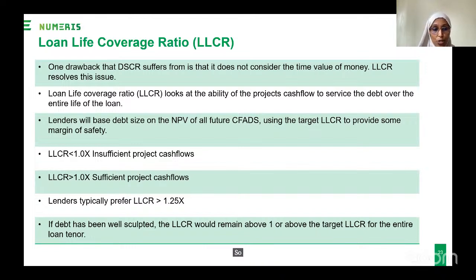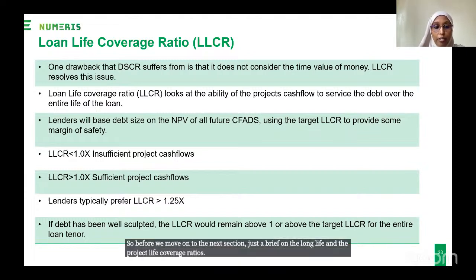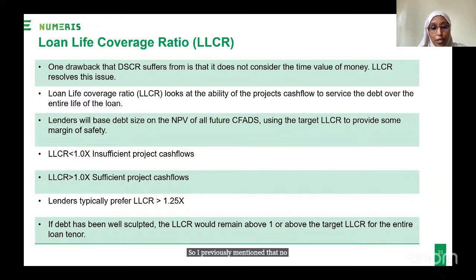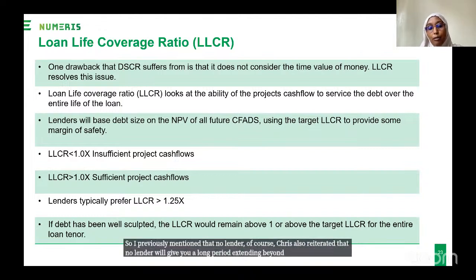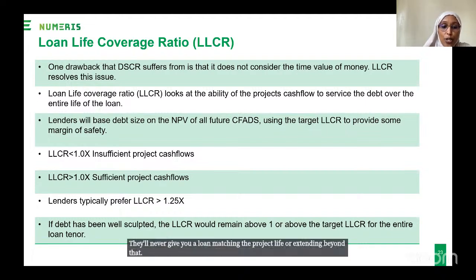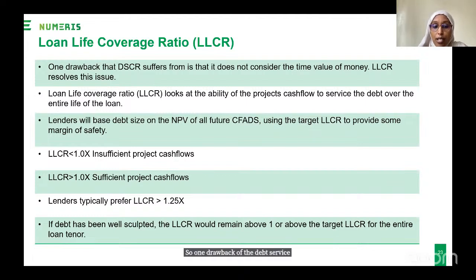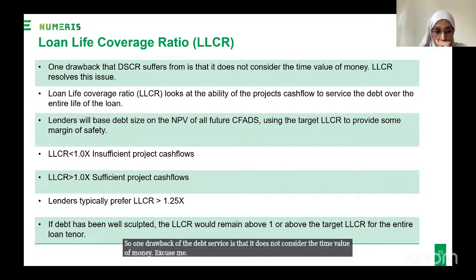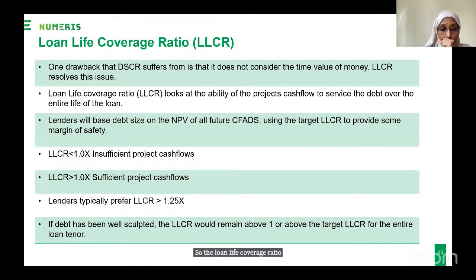Before we move on to the next section, just a brief on the loan life and the project life coverage ratios. I previously mentioned, and Chris also reiterated, that no lender will give you a loan matching the project life or extending beyond that. One drawback of the debt service coverage ratio is that it does not consider the time value of money. So the loan life coverage ratio looks at the ability of the project cash flows to service the debt over the entire life of the loan.